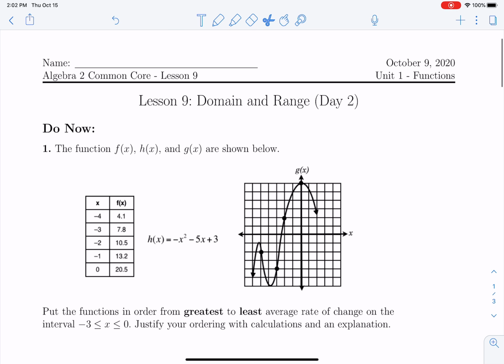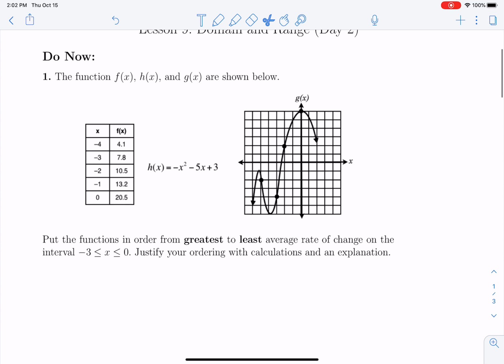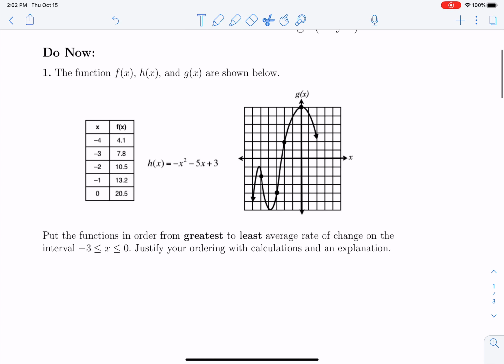So here we're actually reviewing a concept we looked at in the last lesson, so let's take a look at the problem. The functions f of x, h of x, and g of x are shown below. Notice, for f of x we have a table, for h of x we have an equation, and for g of x we have a graph.